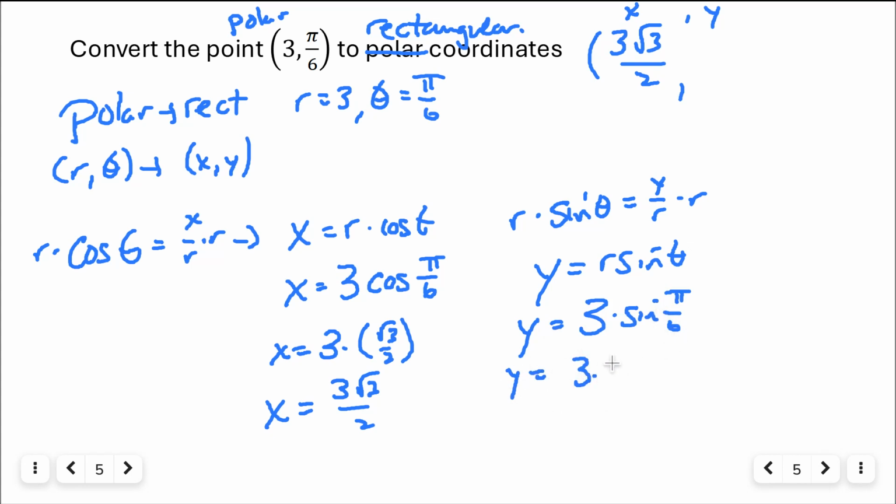So the sine of pi over 6 is 1/2. So y would be equal to 3 over 2, or 1.5. And that's how I convert from polar to rectangular. So this polar point is in the same place as 3 root 3 over 2, comma 3/2, in the rectangular coordinate system.